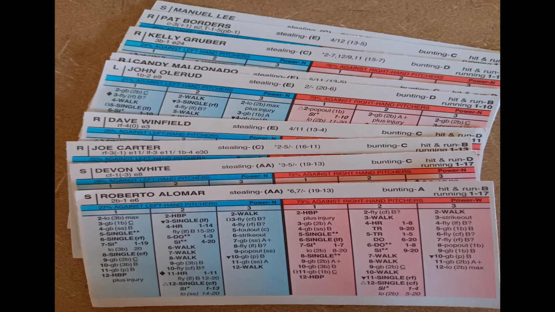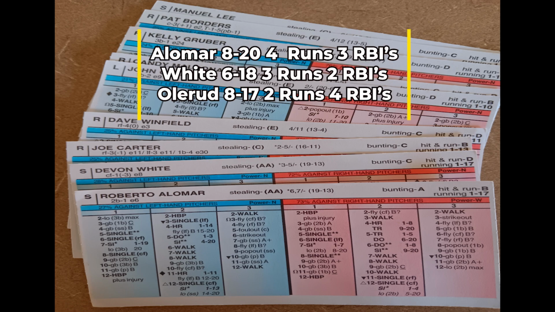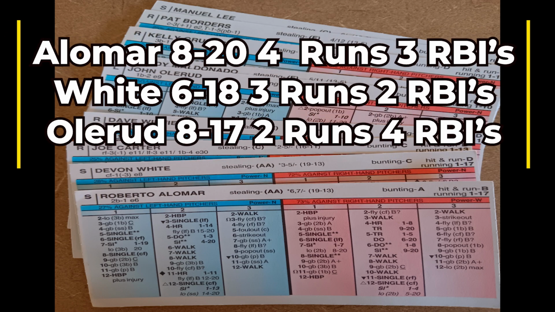A couple of hitters who had some standout performances for the '92 Jays in this 4-game sweep. Roberto Alomar, you see he goes 8 for 20 with 4 runs scored in the series, 3 RBIs. Devon White had a really nice series as well, as he goes 6 for 18 with 3 runs scored and 2 ribbies. John Olerud was excellent. He goes 8 for 17 with 2 runs scored and 4 RBIs.